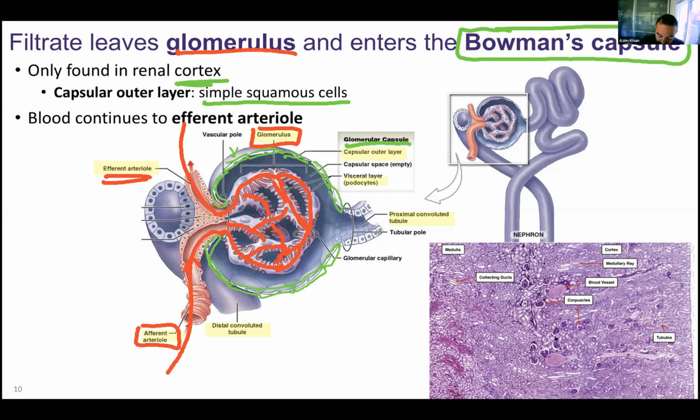I'm going to draw filtrate in pink. If there's something in the blood that needs to be filtered out, it comes here from the afferent arteriole, and then it can go through those fenestrated capillaries into the lumen of the Bowman's capsule. This is the beginning of our tube, and it'll exit continuing into the nephron.